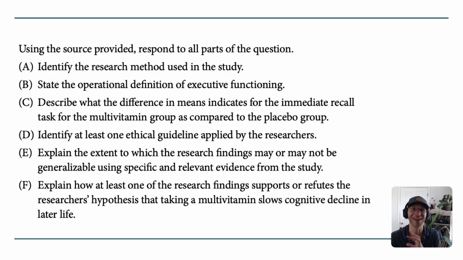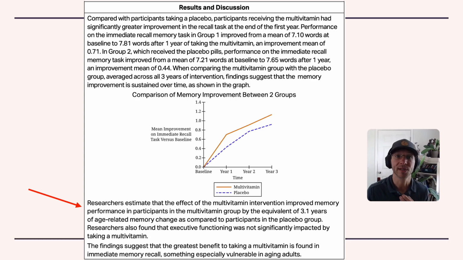All right, so there's that. And then, finally, explain how at least one of the research findings supports or refutes the researcher's hypothesis that taking multivitamins slows cognitive decline later in life. Two sentences. I'm going to say supports. Why am I going to say supports? Researchers estimate, because of the same spot that we were looking for. What do the difference in means indicate? It supports their hypothesis that taking multivitamins slows the cognitive decline later in life, as shown by the research.